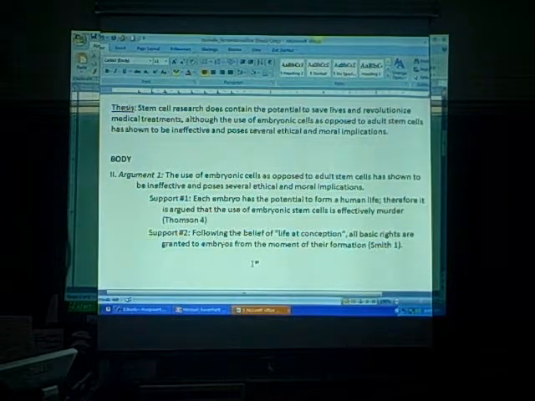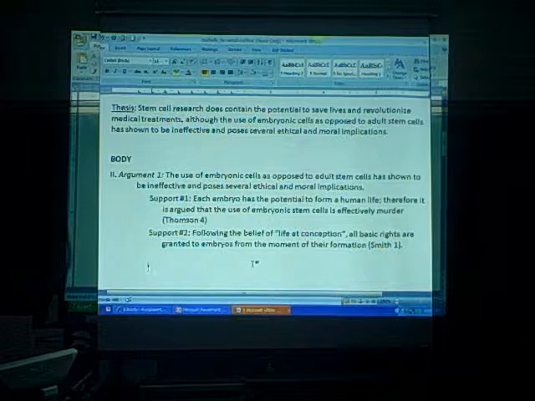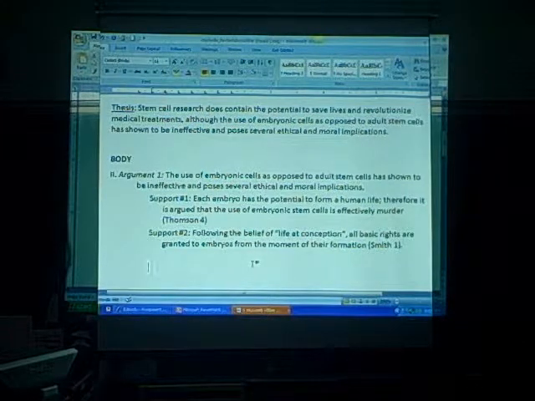Now, if you're really going to use your article highlighting document to help you build your outline, there's an easy trick that can save you a lot of time on your research paper. Now, here's another student sample that's talking about stem cell research. And one of the main arguments here, argument 1, reads, "The use of embryonic cells as opposed to adult stem cells has shown to be ineffective and poses several ethical and moral implications." Now, this sounds like pretty specific evidence, but I bet she has a source for it.